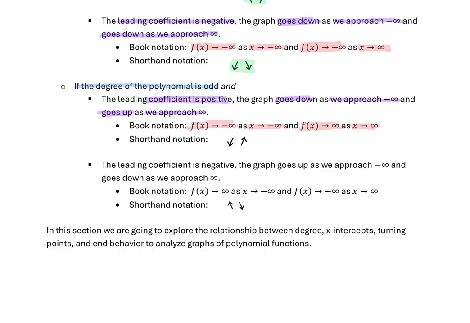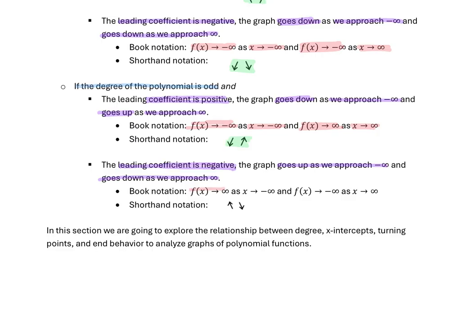The shorthand notation we can use is an arrow pointing down to the left and an arrow pointing up and to the right. And again, lots of stuff can happen in the middle. All right, and the last thing that we have is if the leading coefficient is negative and our degree is still odd. Then what this does is it goes up as we approach negative infinity, and it goes down as we approach positive infinity.